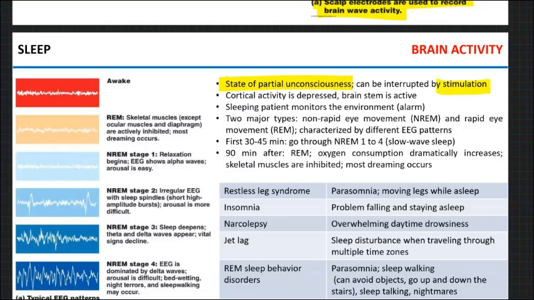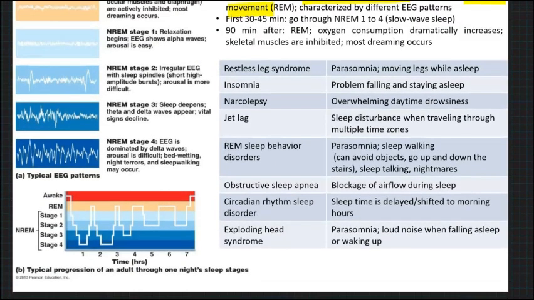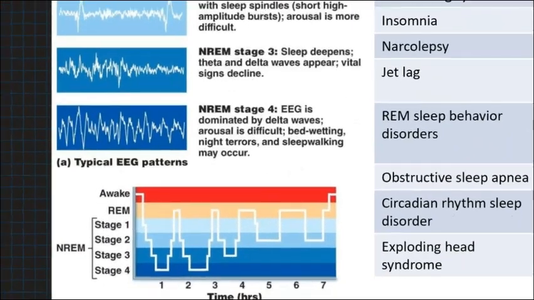Okay? Now, during the sleep, brainstem is active, which kind of makes sense because it controls all the internal organs, but the cortical activity is decreased. Okay? Now, there are two main types of sleep. Non-rapid eye movement and rapid eye movement. As we mentioned, rapid eye movement is characterized by delta waves, while all the non-rapid eye movement stages are characterized by theta waves. So let's take a look at these patterns.